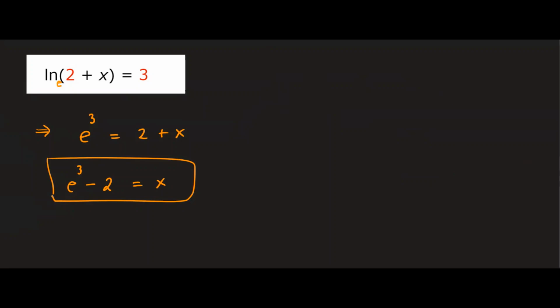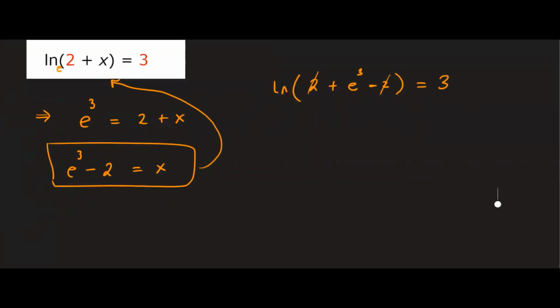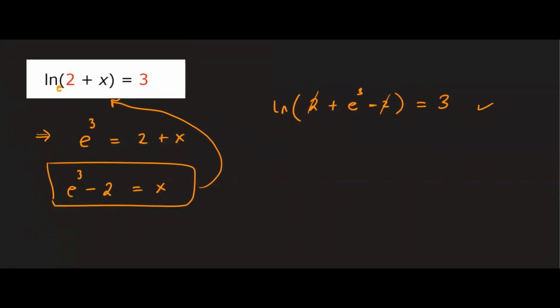And then if you plug this into your equation to do the check, you'll have ln of 2 plus x, that's e to the third minus 2, is equal to 3. Well, yes, because the 2s cancel out, and you have ln of e to the third, which is equal to 3. So the check also makes sense. That would be our solution to this equation.